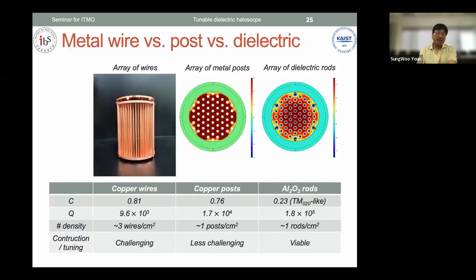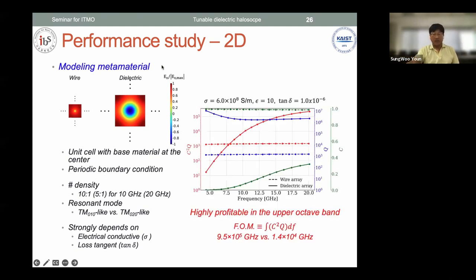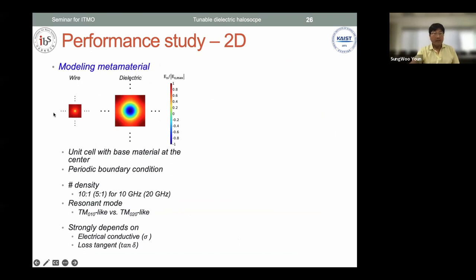So I will come back to it a little bit more. Basically, we did this performance study first of all in the Mendelian way. We can model the metamaterial structure by considering unit cells with the base material at the center, and then you repeat those infinitely, with periodic boundary conditions on these edges. By analyzing a single unit cell, you can get some idea of the performance of the metamaterial.